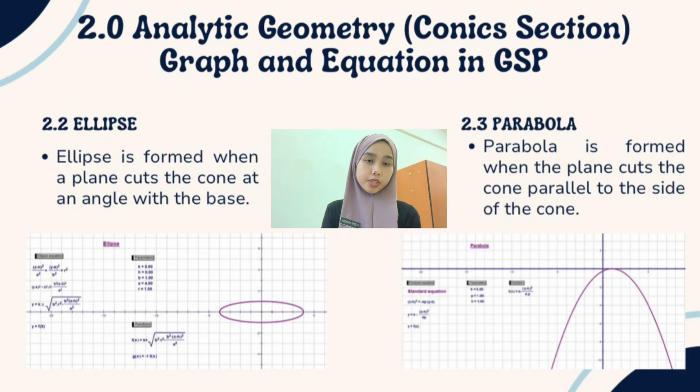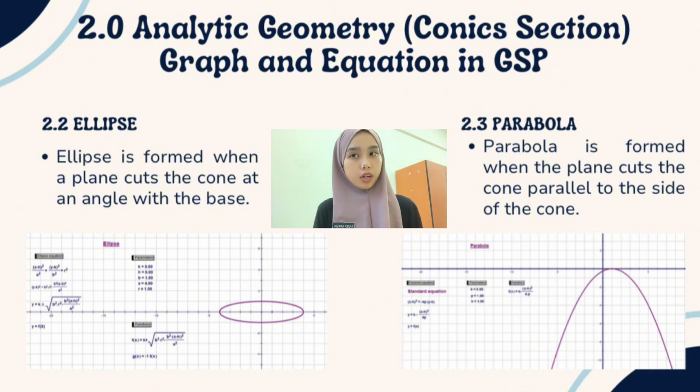Second one is ellipse. What is an ellipse? An ellipse is formed when a plane cuts the cone at an angle with the base. So the standard equation for an ellipse is (x - h)^2 / a^2 + (y - k)^2 / b^2 = r^2. R squared must be equal to 1 in order to make an ellipse.